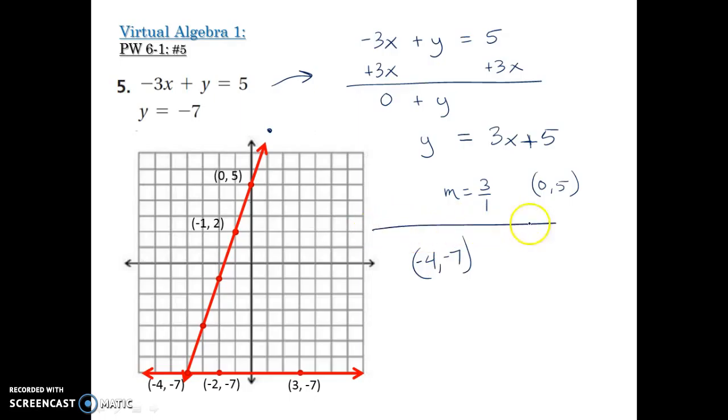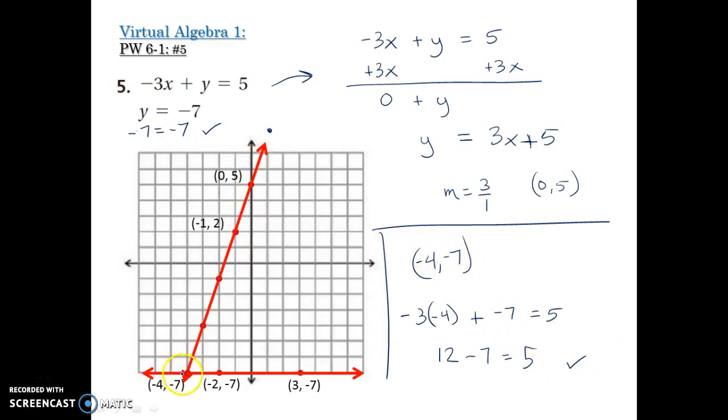And then what you can do is plug them in to make sure that they work. Well, when you plug in a negative 7 for y, you're going to get negative 7 equals negative 7, which is true. And now for this equation, negative 3 times the x value, negative 4, plus the y value, negative 7, equals 5. And we have to make sure that equals 5. Negative 3 times negative 4 is positive 12. Plus a negative 7 is like minus 7. And 12 minus 7 is 5, so we've checked our work.